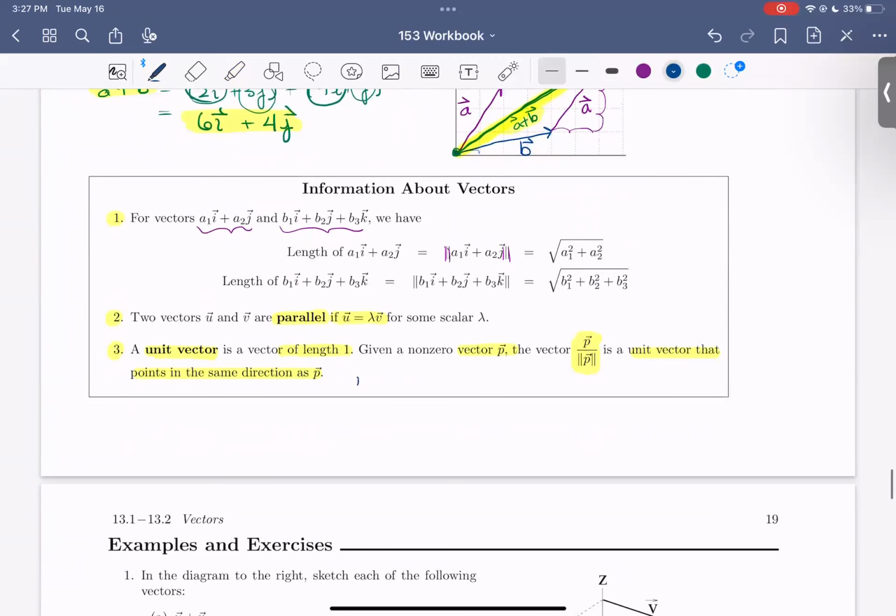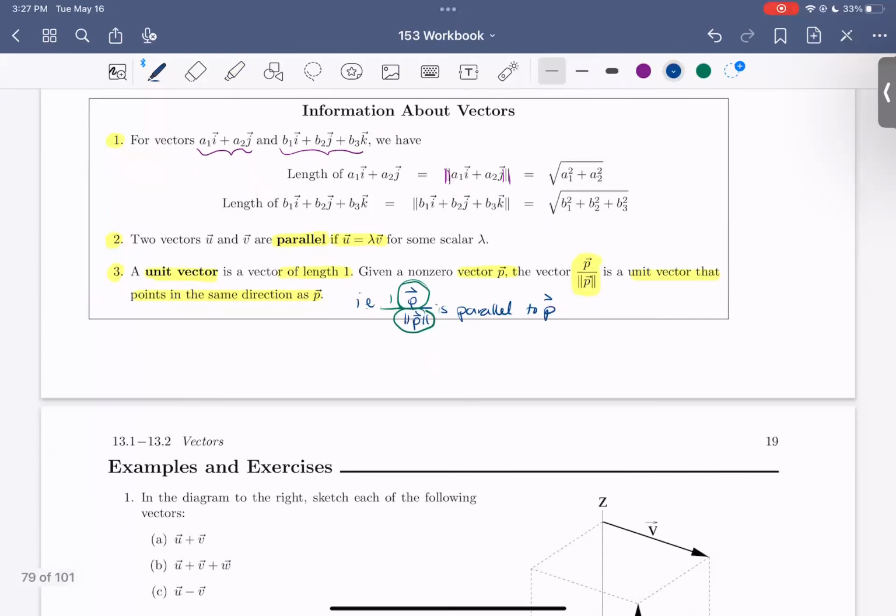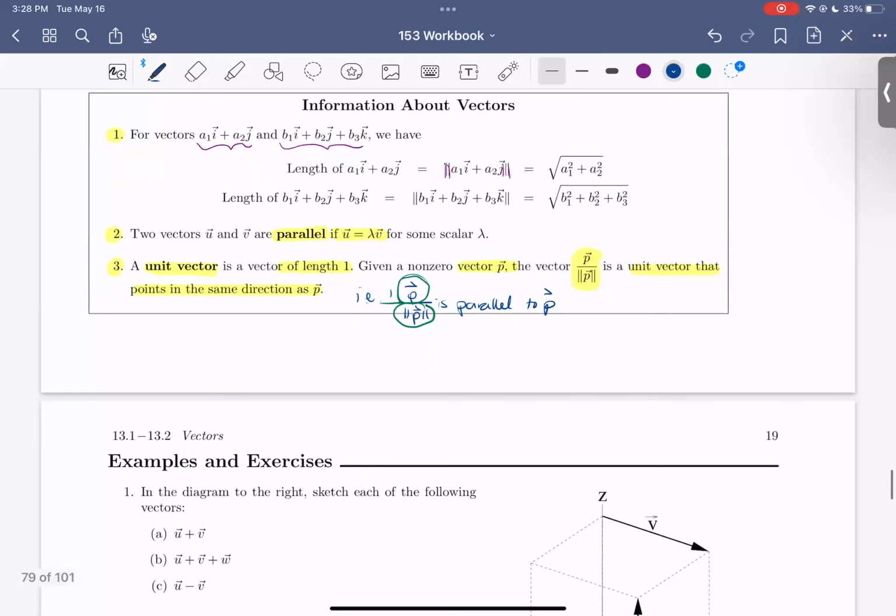So let's write that down: p vector over the magnitude of p is parallel to p. We can see that, because the magnitude is just a constant. Essentially what we're doing here is multiplying our vector by 1 over a constant, which is also a constant. Okay, let's finish this off by looking at an example to convince ourselves that by dividing by the length of a vector, we are in fact making a vector of unit length, or length 1. So let's consider the vector p to be the vector 3i minus 4j.